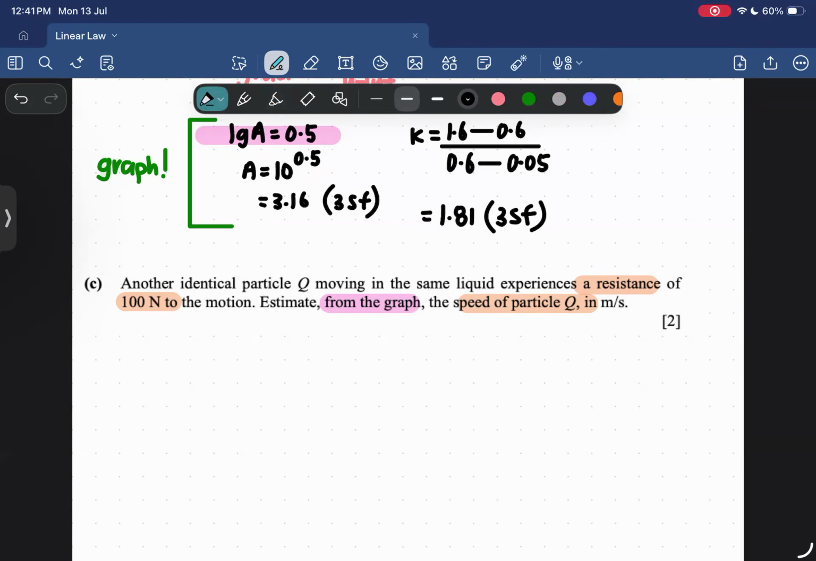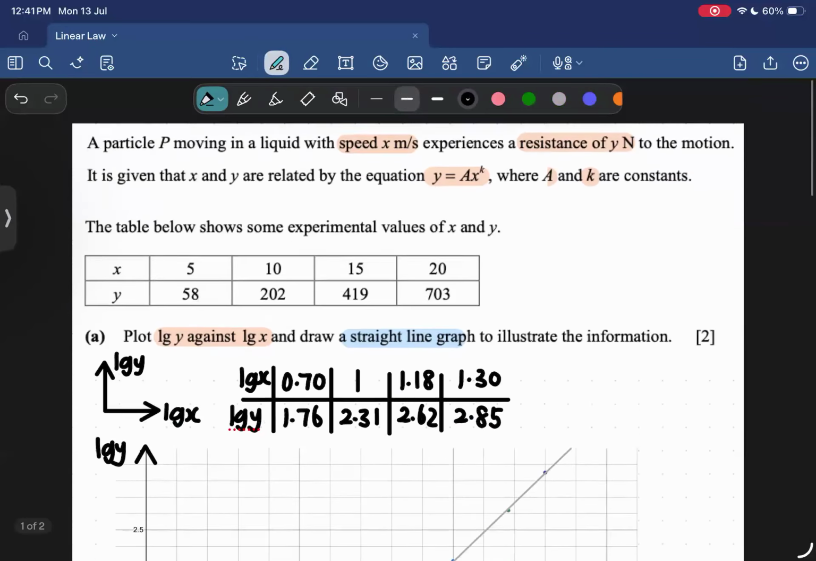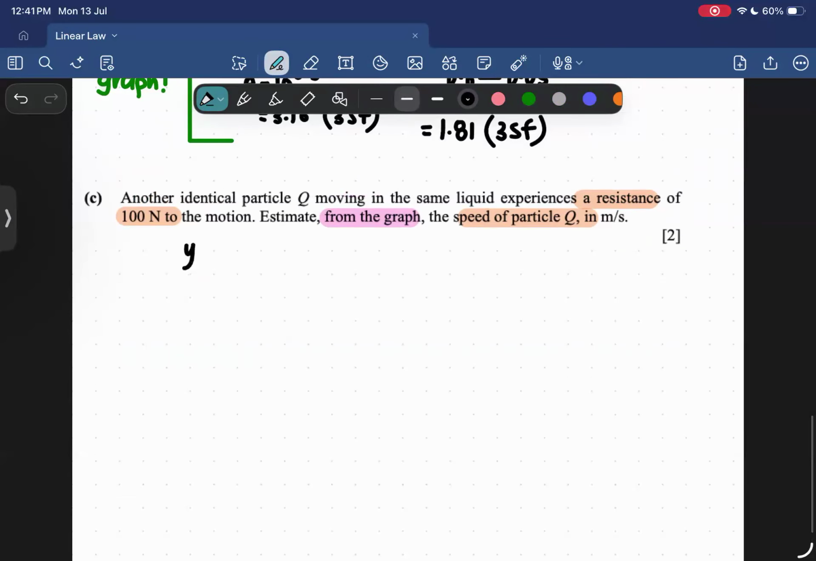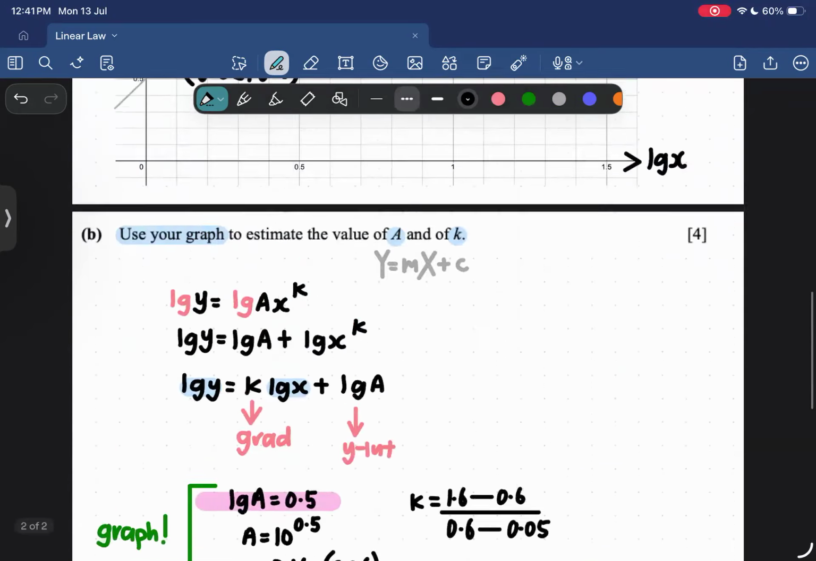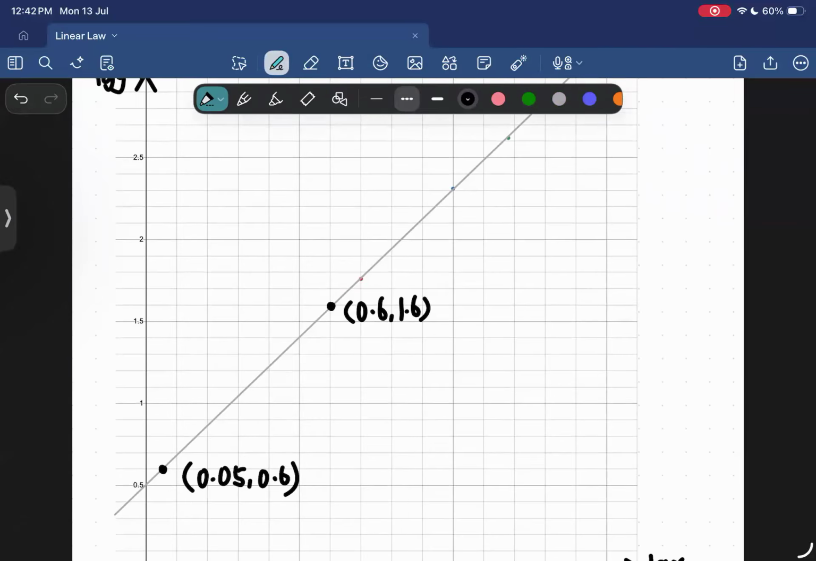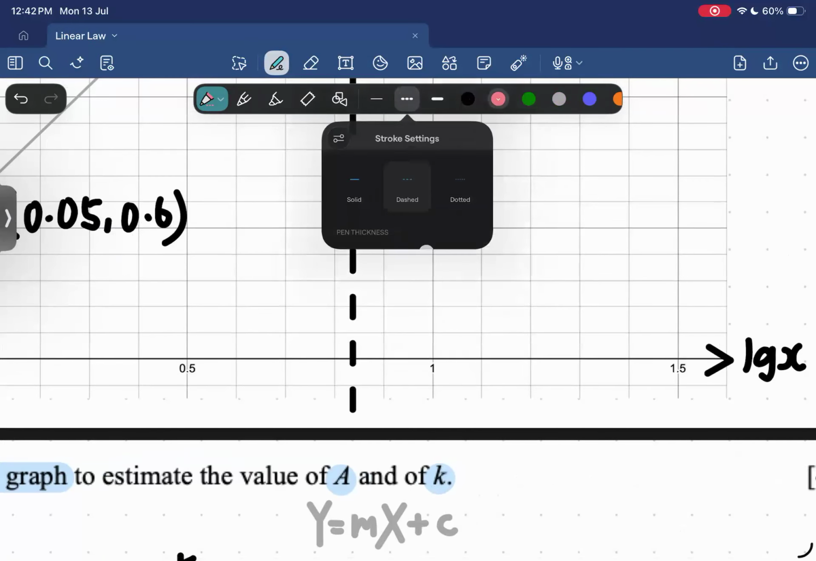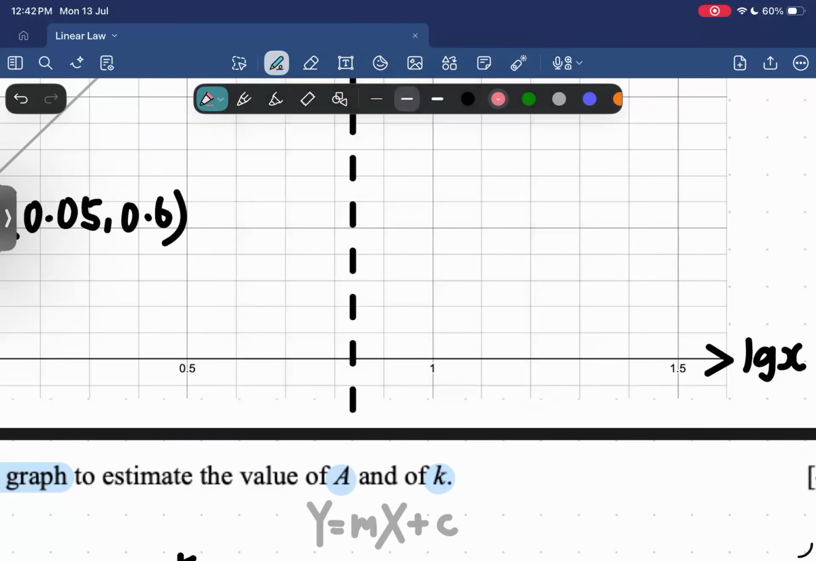So resistance is what? Let's go back to find. Resistance was y. Speed is x. That means I'm supposed to find y. So you are given y equals 100. To plot on the graph, you must use the same axis, which is log y. So LG 100 is 2. Go to your graph and read: LG y is 2. So dotted, dotted, then slanted, slanted, like that. More or less, I cannot see, because my graph's scale is so big, but you can surely read yours.